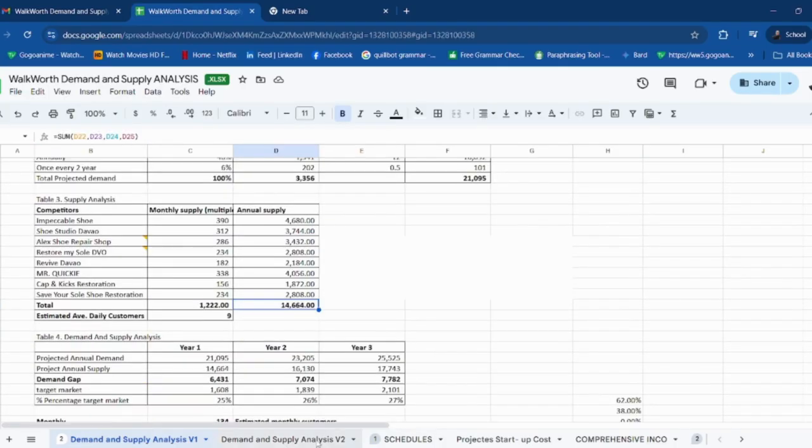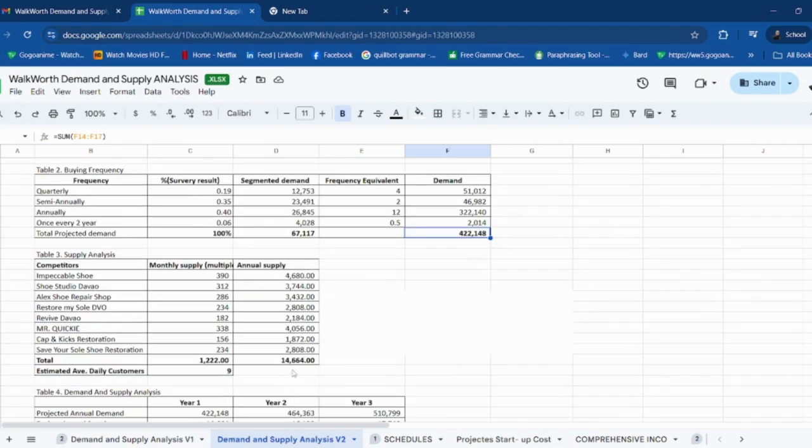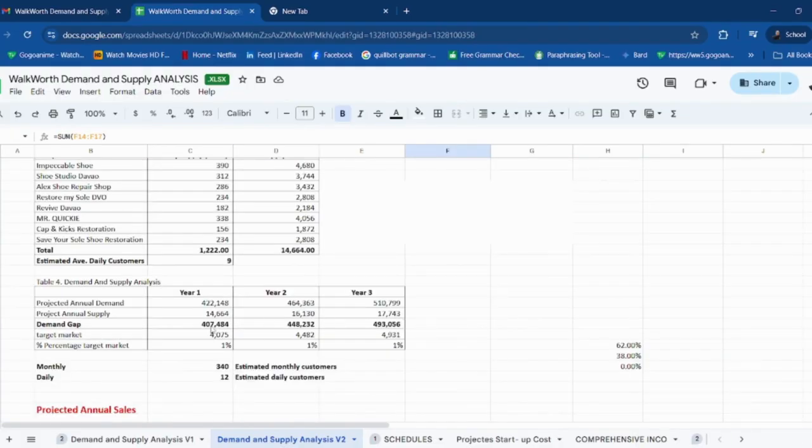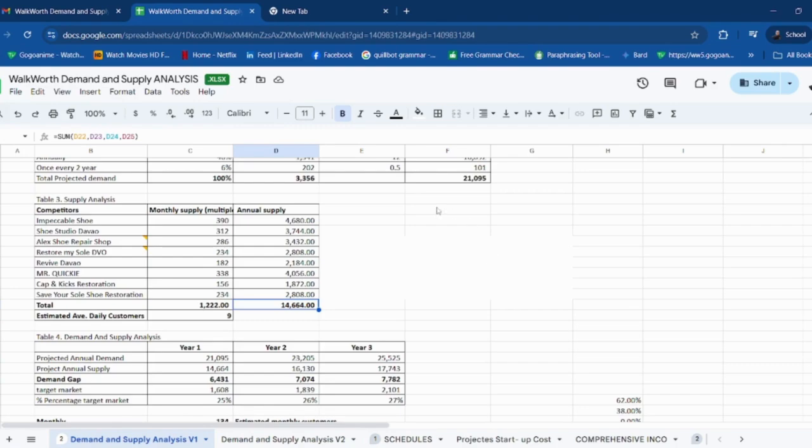Here, or going back here sa isa, it is really quite obvious that the annual supply, or the customers being served by your competitors, is only around 14,000 people. This goes to show that this is really inaccurate. If you look at your demand and supply analysis table, the demand gap is too huge. Even at 1%, your expected daily customers is greater than your competitors. Hence, we're going to fix that.